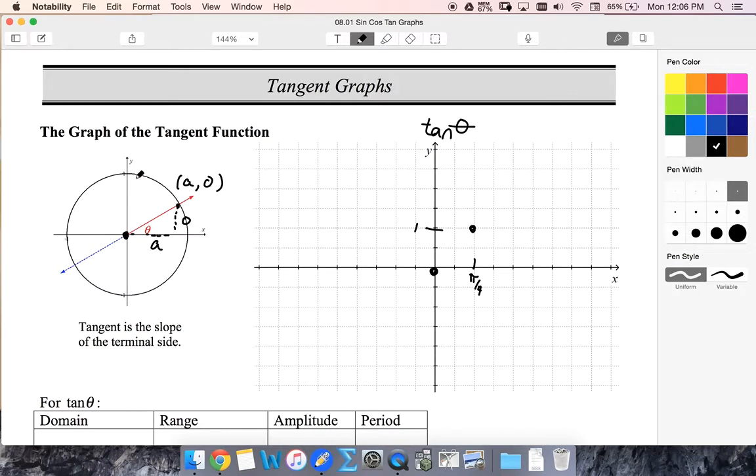When I get up to pi over 2, the slope is infinite. That means my tan graph has an asymptote. And we know at pi over 3, our slope was root 3, so it's just getting bigger and bigger. So we're following up this way towards infinity. Now, as we come this way, when we have 3 pi over 4, that slope is negative 1.